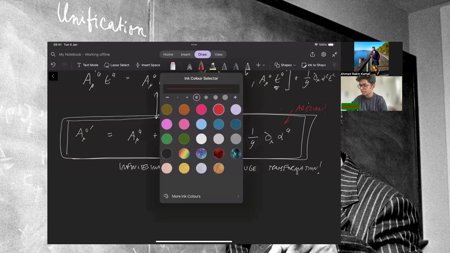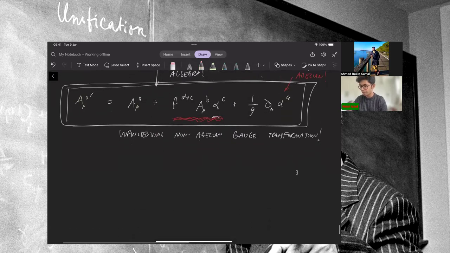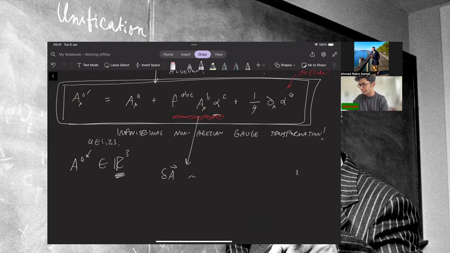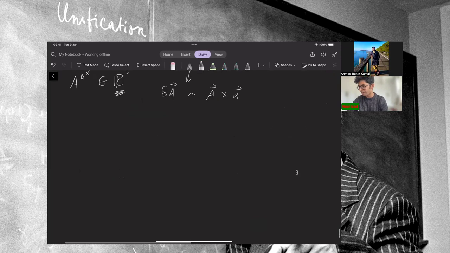So let's imagine that in the case of SU2, which is the one we're thinking about right now, these ABCs, there's three of them. And so you can imagine that A mu A, let me just suppress the mu index for now because it's not doing anything in this formula, is a vector in R3, where this A runs over 1, 2, and 3. And this F ABC is epsilon ABC. And so the way to think about this particular term is that delta A viewed as a vector in R3 goes like A cross alpha, where we are again viewing alpha also as a vector in R3.